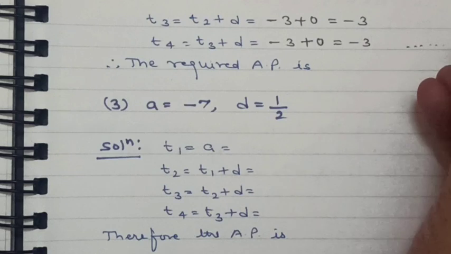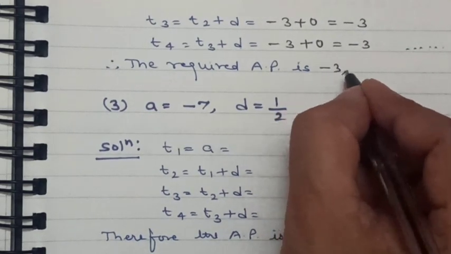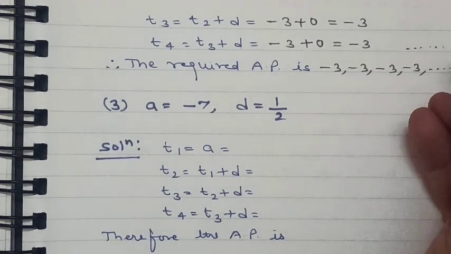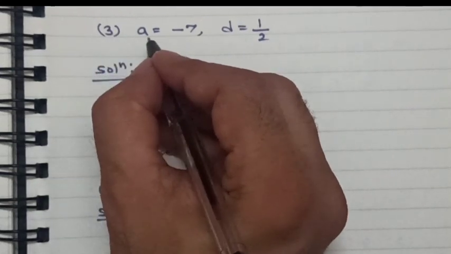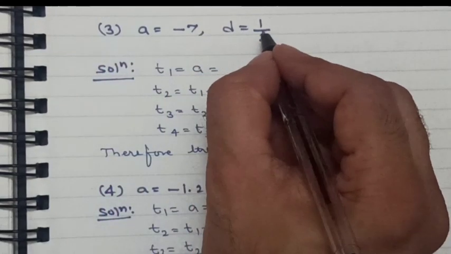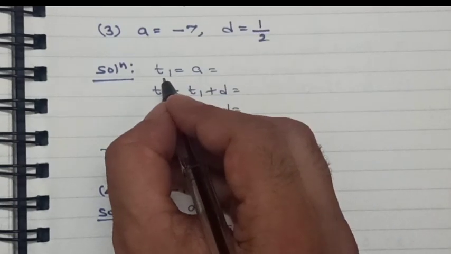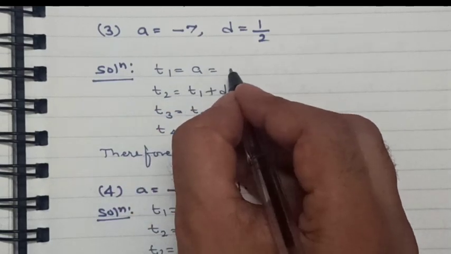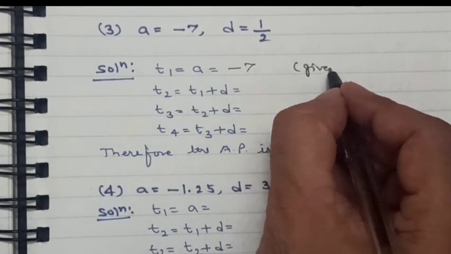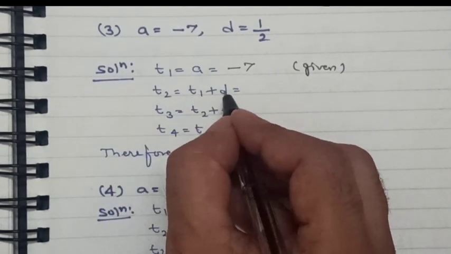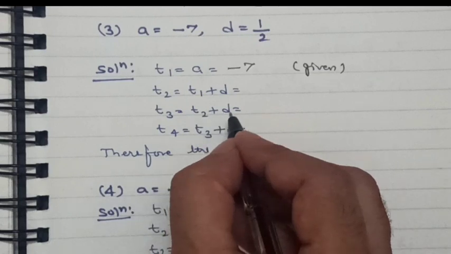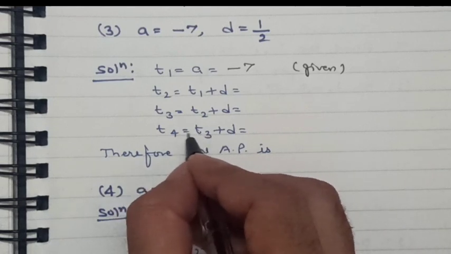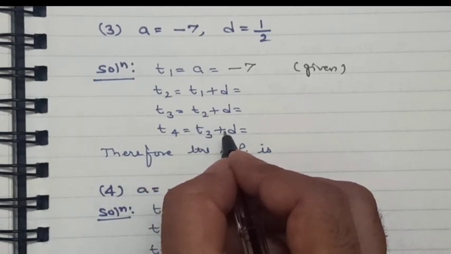So you got the answer minus 3, comma minus 3, comma minus 3, comma minus 3, and so on. Third question, A is minus 7 and D is equal to 1 upon 2. Dear students, I have told you that T1 is equal to A is equal to minus 7. It is given to you. T2 is written as T1 plus D. T3 is written as T2 plus D, previous term plus D. T4 is written as T3 plus D. And you will get the answer.